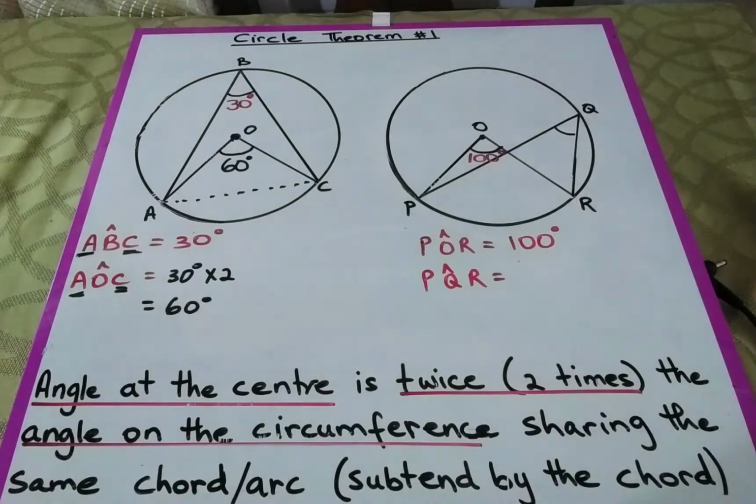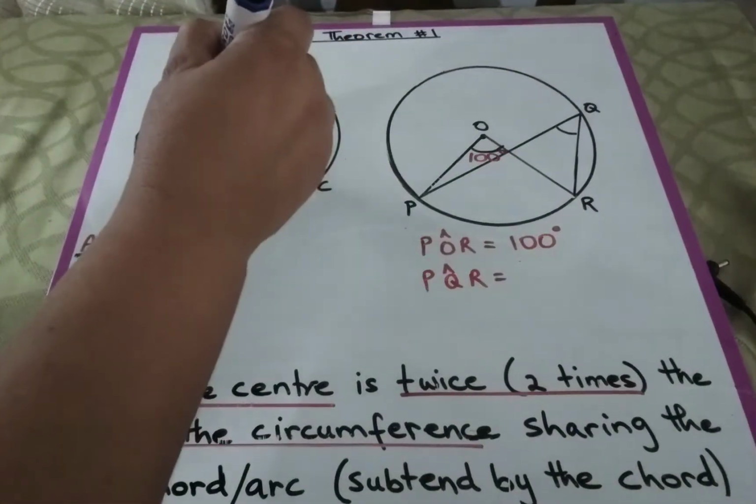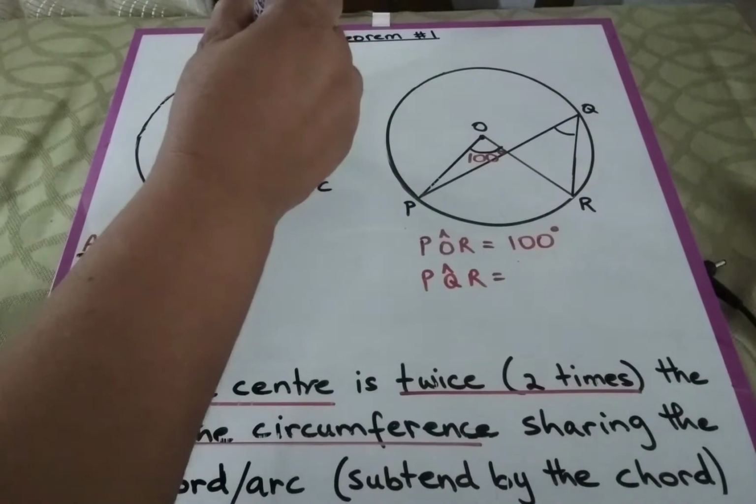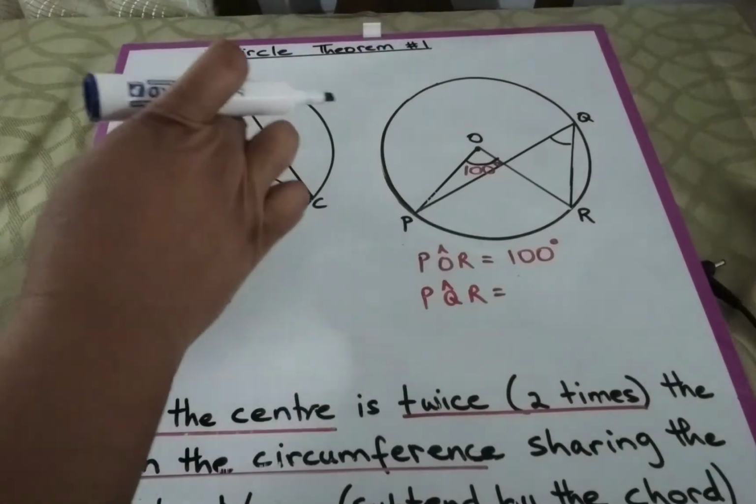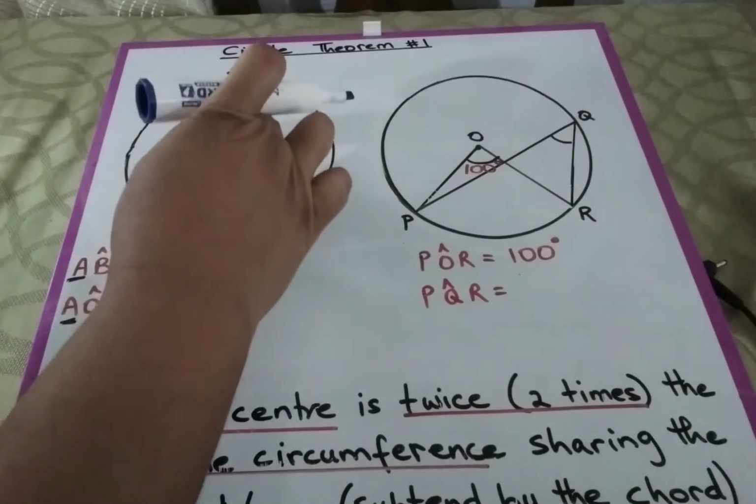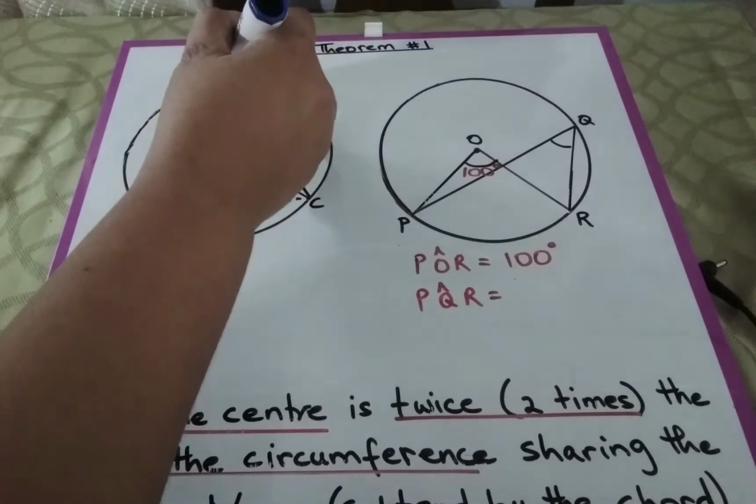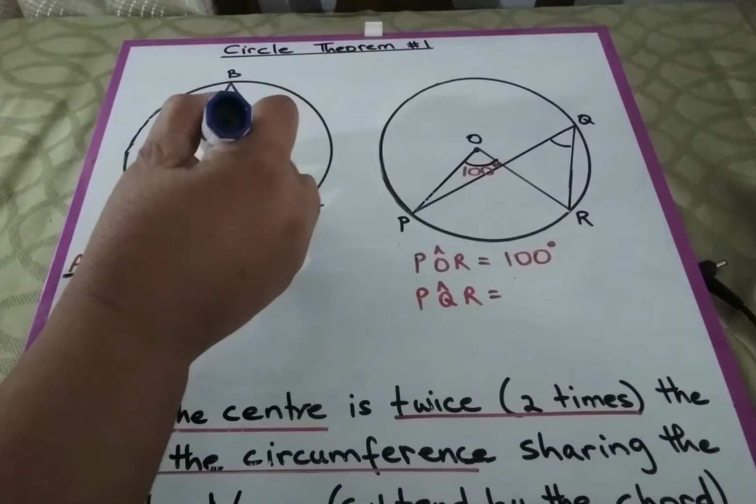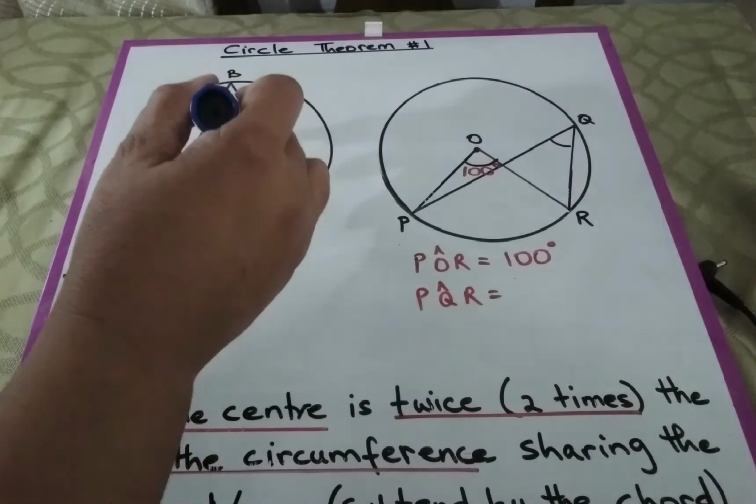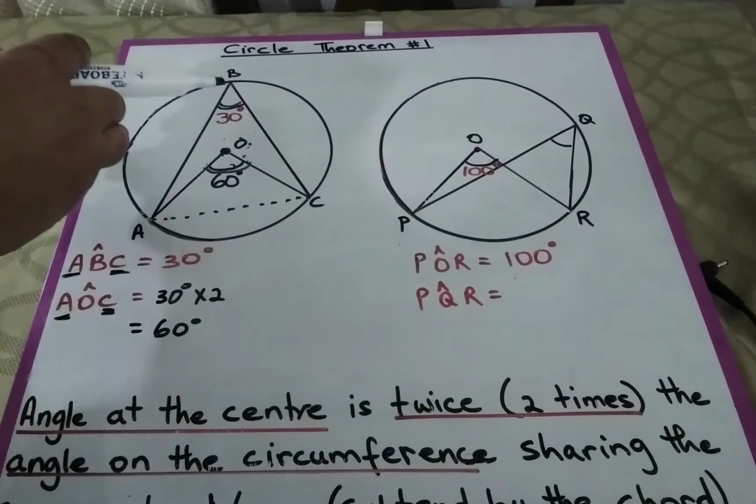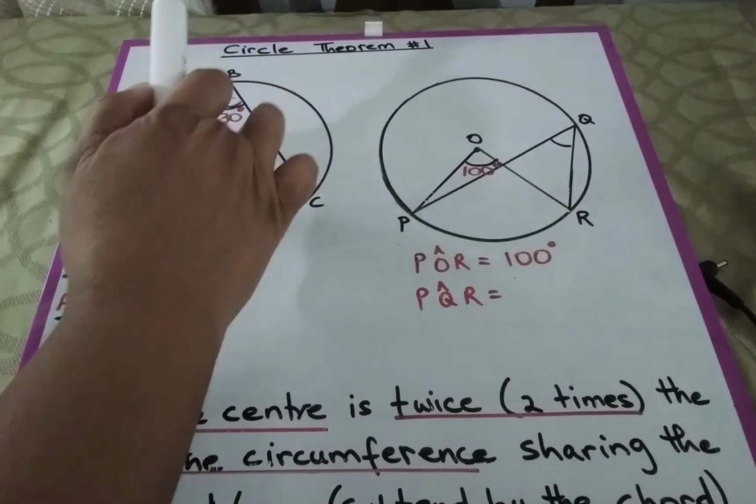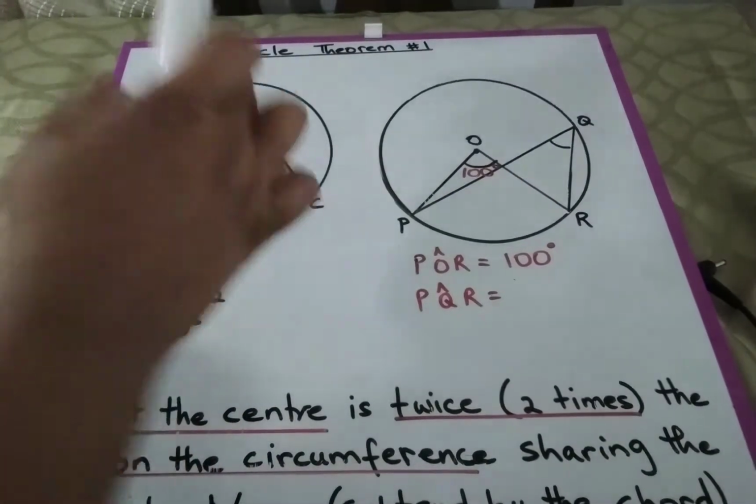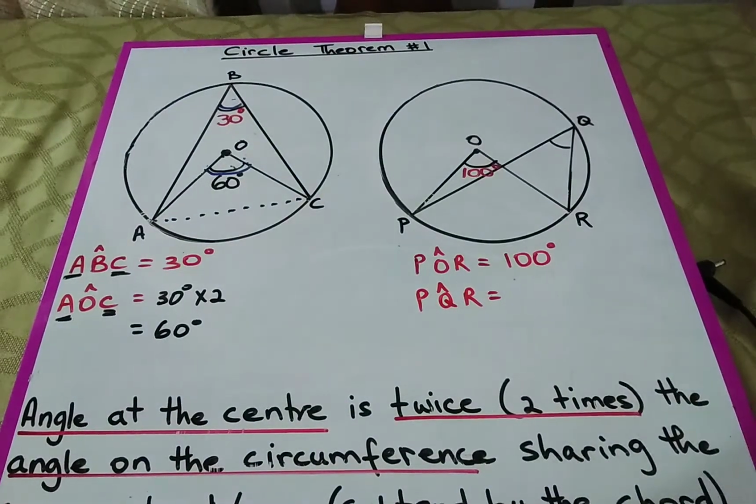So we are not talking about this angle, this reflex angle, which is also at the center of the circle. So what I always say, so as not to mix it up, is always ensure that if this angle is sloping downward, make sure this is also sloping downward. So it means that this angle is corresponding with this angle, not the reflex angle. Okay? So angle at the center is twice the angle at the circumference.